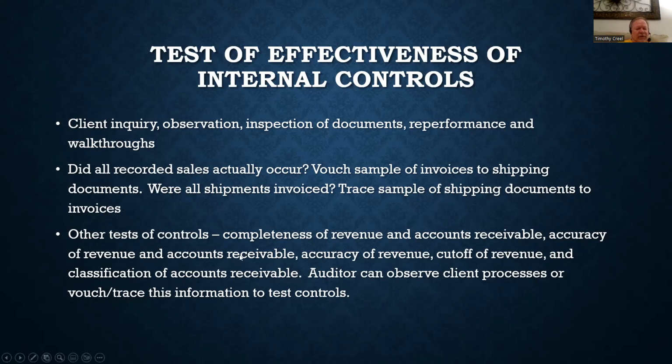Now, other tests of controls: completeness of revenue and accounts receivable, accuracy of revenue and accounts receivable, cutoff of revenue, and classification of accounts receivable. Basically, an auditor can test these controls by observing client processes, or vouching or tracing this information within the system to test the controls that are in place.